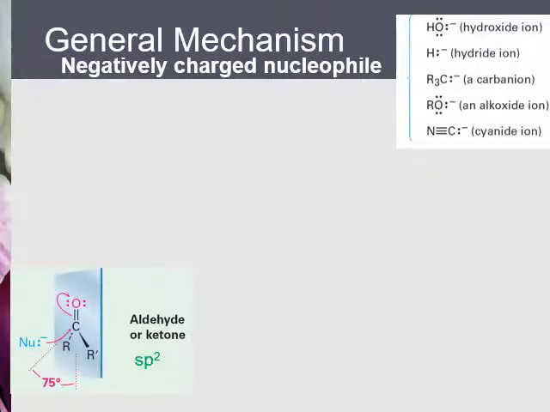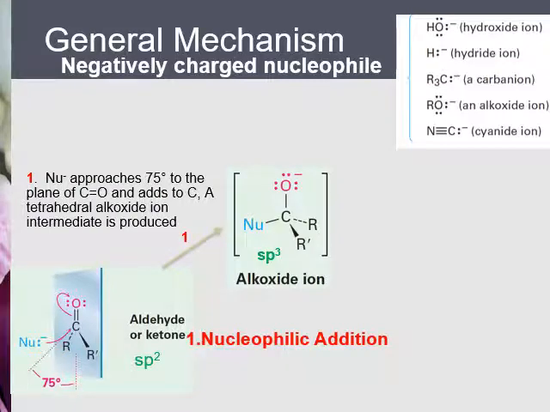The general mechanism involving a negative charged nucleophile includes 2 steps. Step 1 is nucleophilic addition. A nucleophile, which is one of the negative charged ions, attacks the positive charged carbon. Note that both carbon and oxygen are sp2 hybridized. The molecule is planar. Both carbon and oxygen have a p orbital that is perpendicular to the plane. The nucleophile attacks from above the plane.